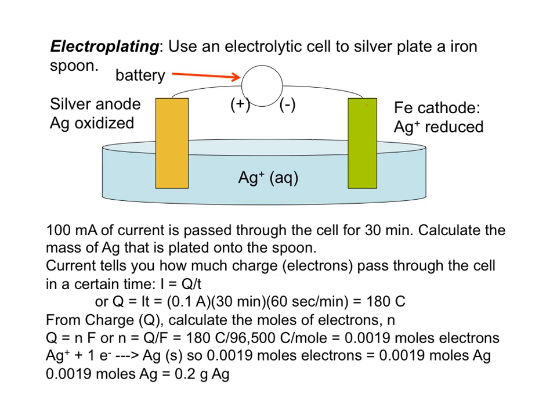So here's your iron spoon, and you want to reduce silver ion to silver metal on the surface of your spoon. Make sure you connect the spoon to the negative terminal of the battery. That's going to force electrons into the spoon, which will supply the electrons to the silver ion to reduce it to silver metal. This calculation shows that current and time determine the mass of silver that's plated onto the spoon.